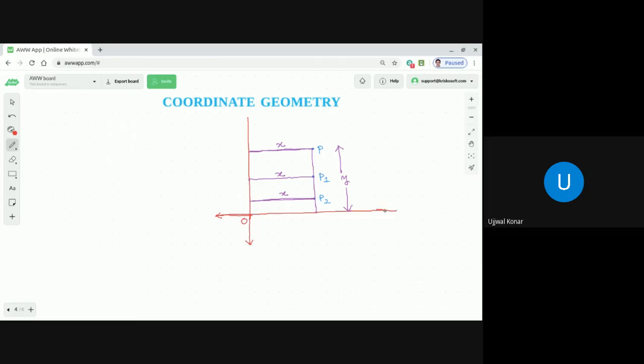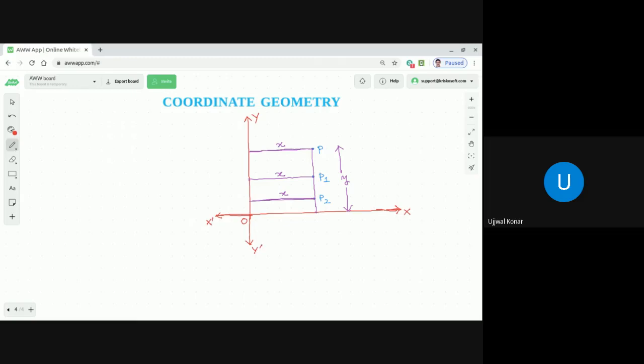And the horizontal line, we can call the x-axis, so we can write it as x, O, x dash. And the line perpendicular to that x, O, x dash is known as y dash. Correct, my dear students?